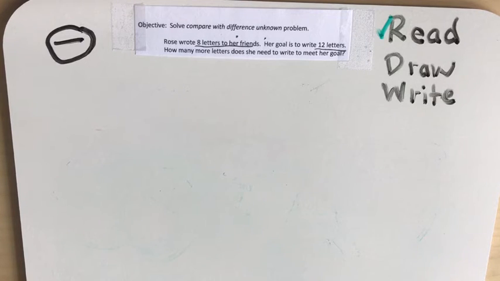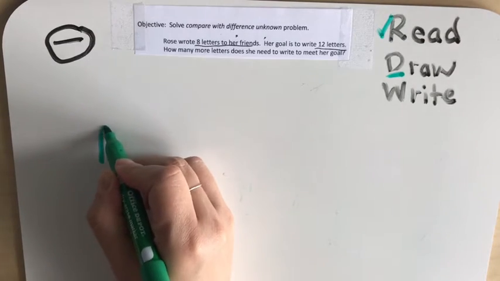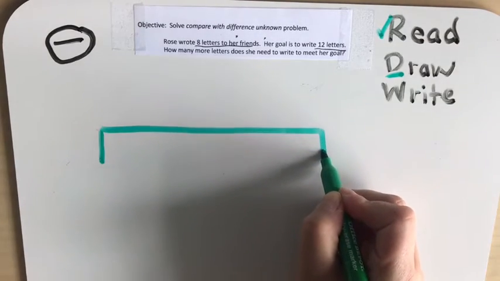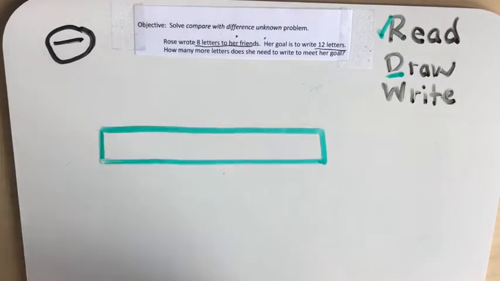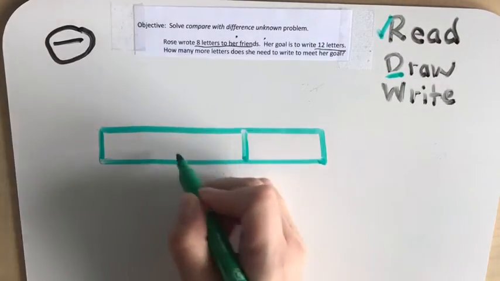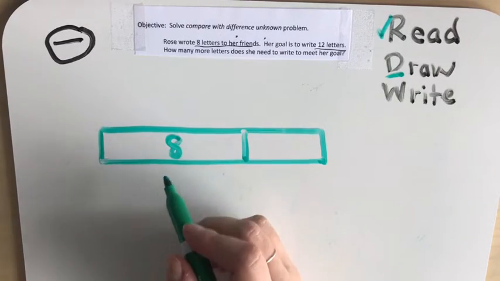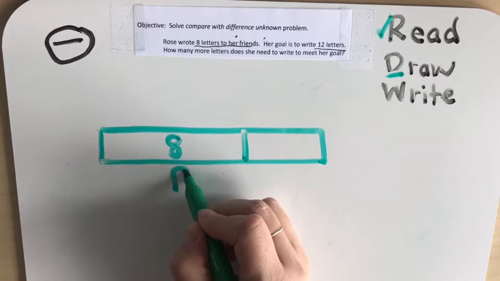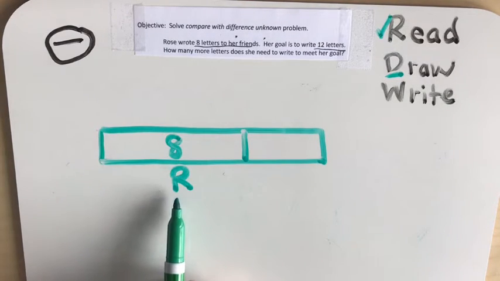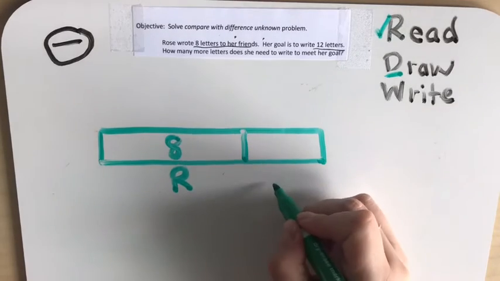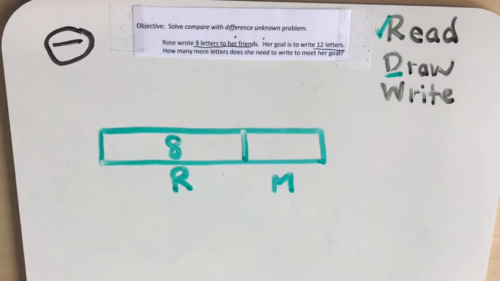Let's use the tape diagram to solve how many more letters Rose needs to write. I'm going to now draw to model what is going on in the story. So I'm going to use a tape diagram, and I know that she wants to write 12, but she has written 8 letters. How many? 8. I'm going to label it by drawing an R for Rose, and then I'm going to put an M for more. That is how many more she has to write.